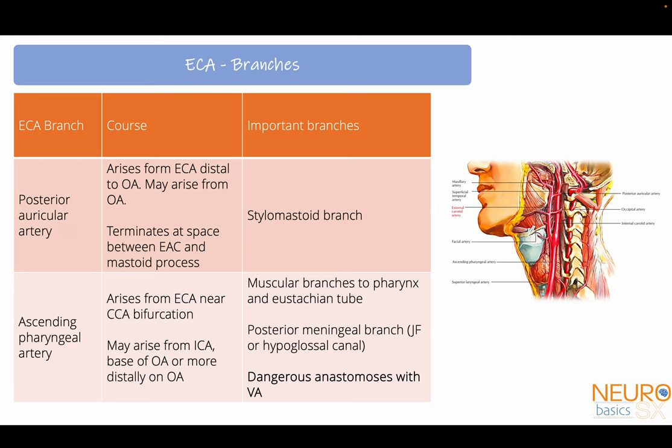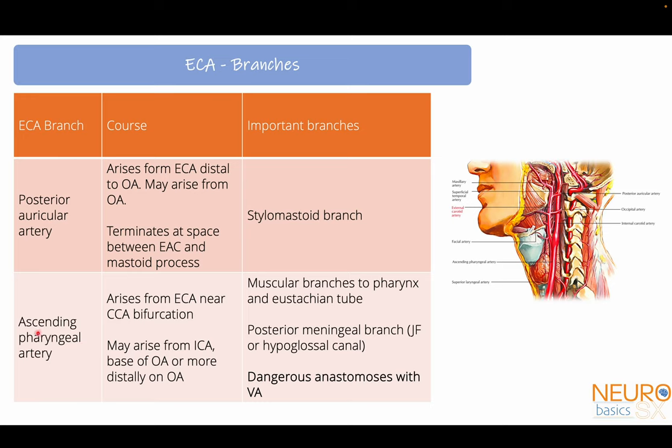You also have the posterior auricular artery arising from the posterior wall of the ECA, and it can even arise from the occipital artery. Usually it terminates in the space between the EAC and the mastoid process.